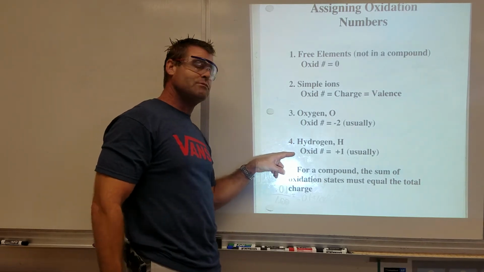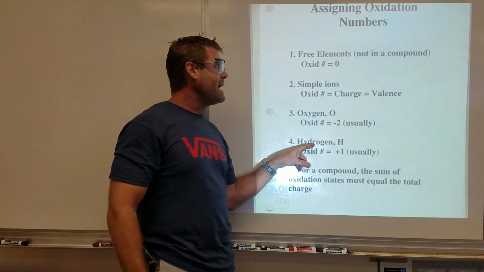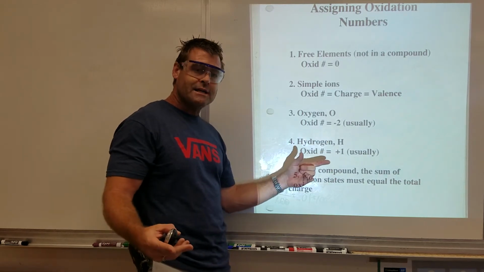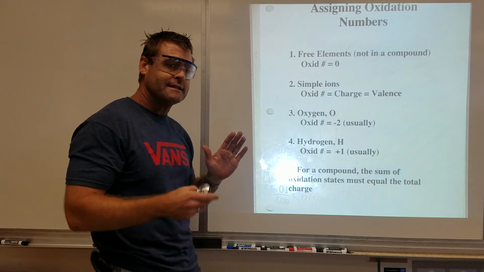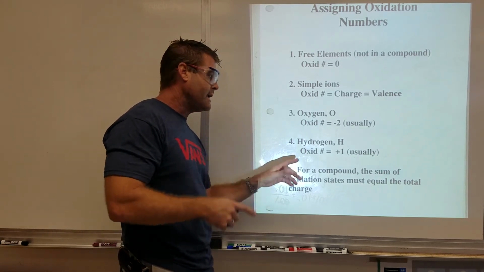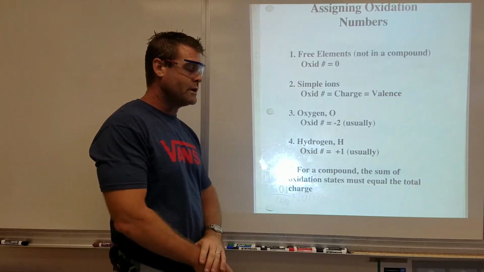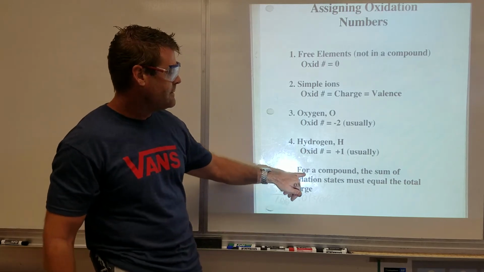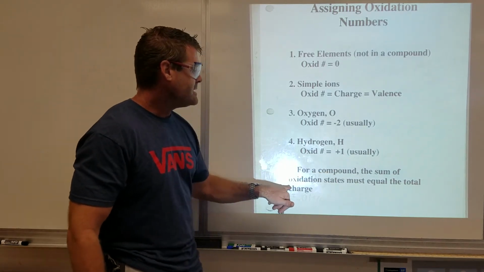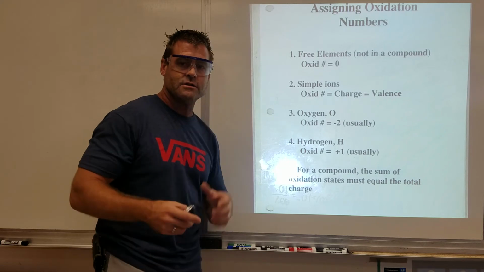Hydrogen, once again, this wouldn't be surprising. Hydrogen often has an oxidation number of +1. As you would expect, it's on the left side of the periodic table. It tends to lose 1 electron and acquire a +1 charge, and thus have a +1 oxidation number. And just like with valences, the sum of the oxidation states must equal the total charge. Okay, so you should write that down.